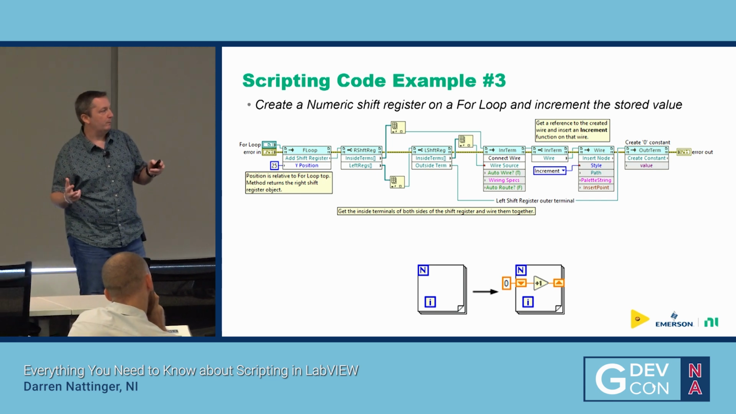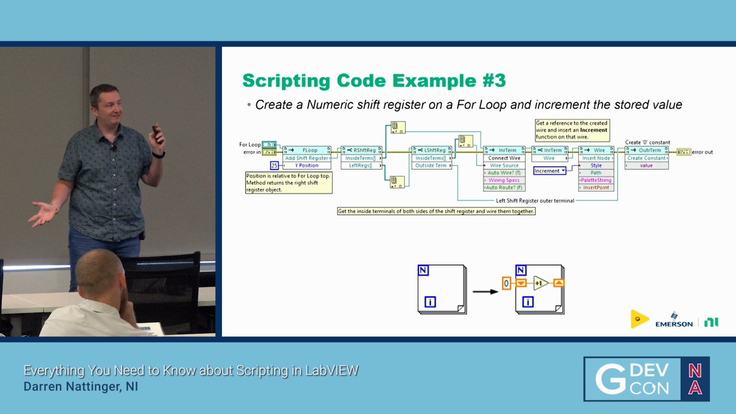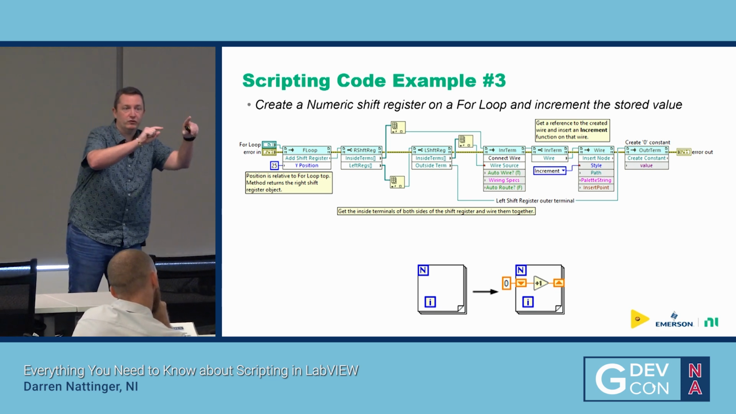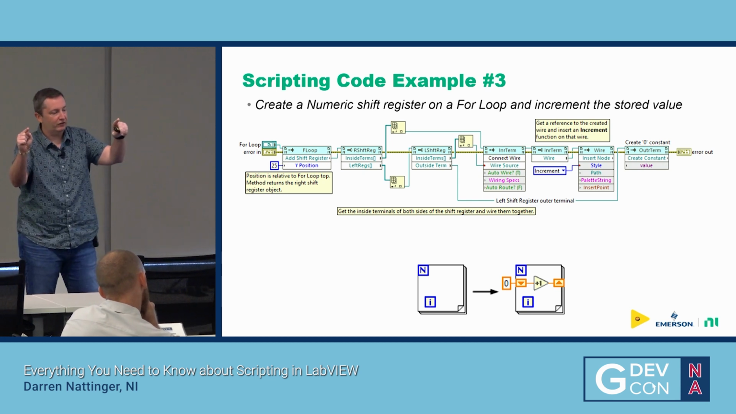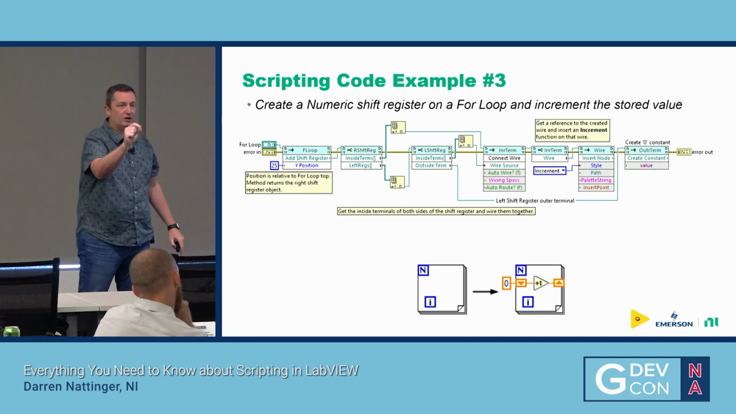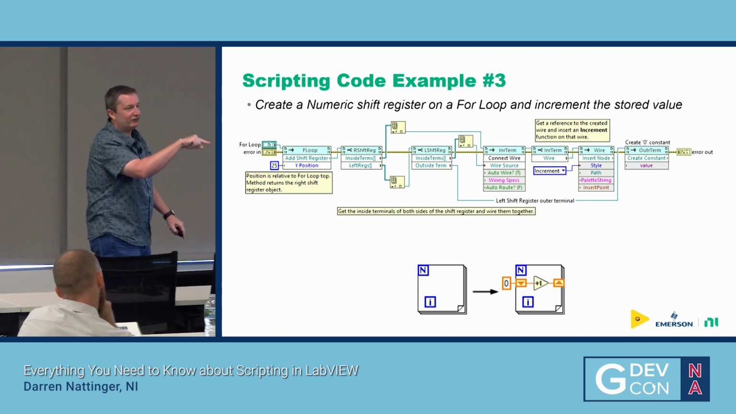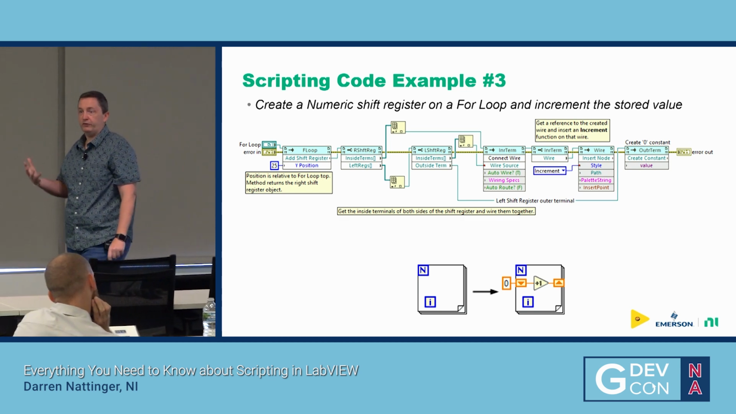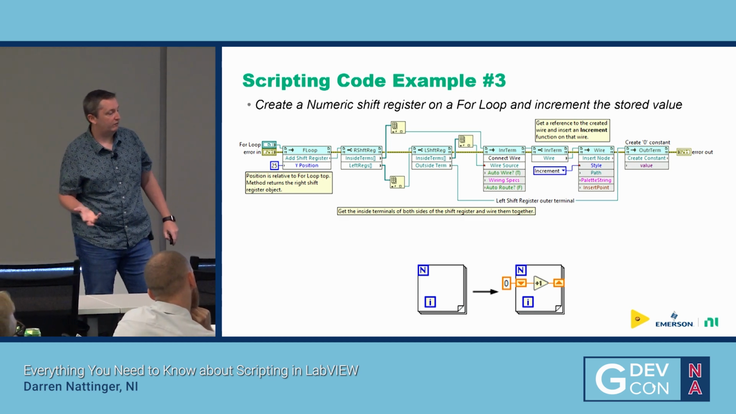Then those next two properties are just reading a bunch of terminals that we're going to need later. Then the method is the connect wire method. It's going to connect the inner side of one shift register to the inner side of the other shift register. Then that wire we just created, we're going to insert an increment function on it. And then on the outside of the loop, we're going to create that 0 constant to initialize the shift register. That is what the scripting code would look like to make that change to the VI.